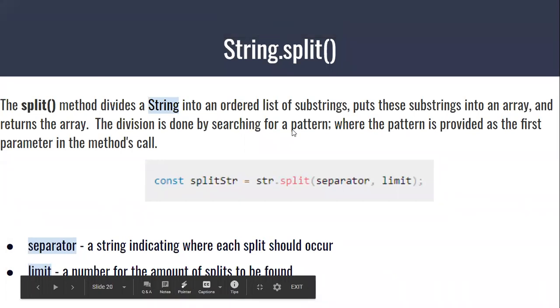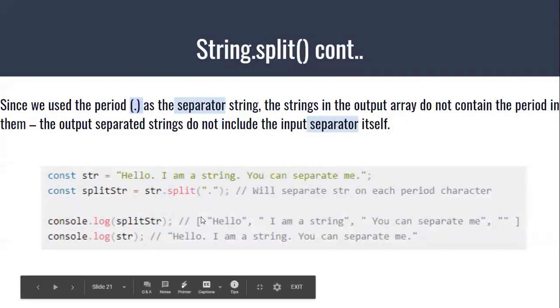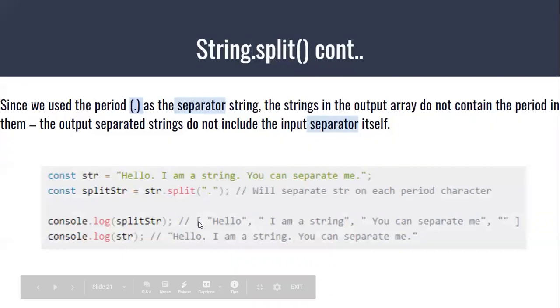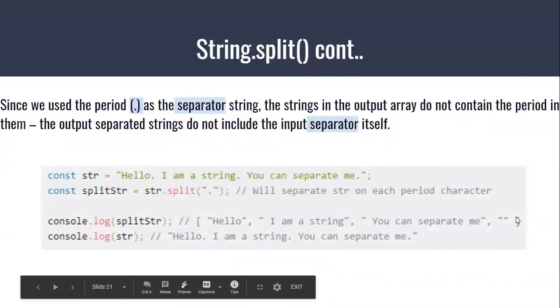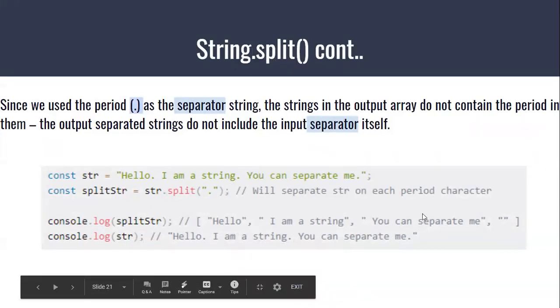Just continuing on that, if we use the period as a separator, if we had "hello.I am string.you can separate me" and we split on that dot, then we will get this kind of representation here. This angle bracket represents a container, and inside of it is an element in each position.